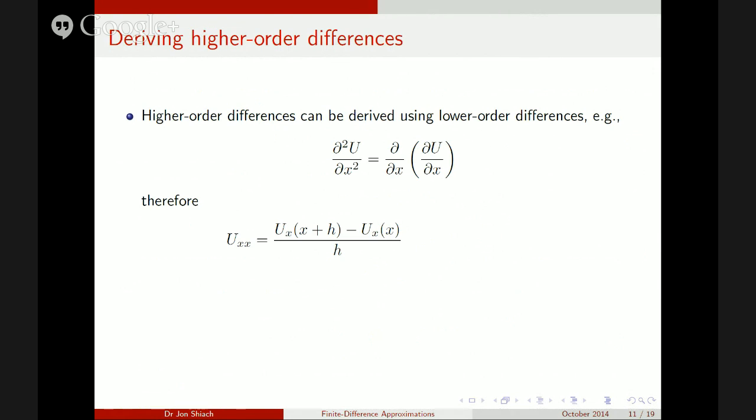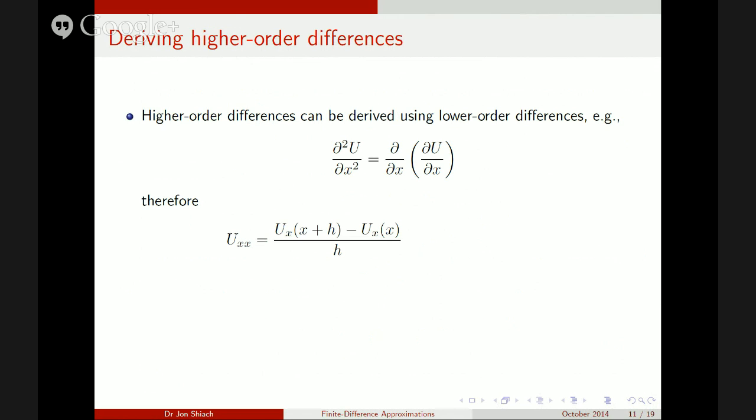What about higher order differences? Well, there are 2 ways I'm going to show you in which we can derive higher order differences. The first way is using lower order differences. So we know forward, backward, and central difference. What if I want to approximate a second order derivative? Well, one way is to recognize a second order derivative is just a first order derivative of a first order derivative. So that's what we've got here. The bit in brackets is our first order derivative of u. And if I differentiate that again, I've got a second order derivative.